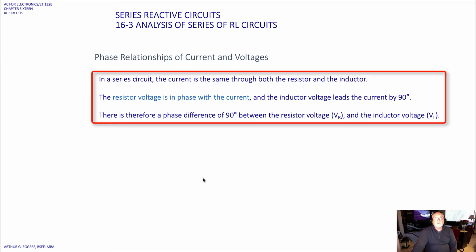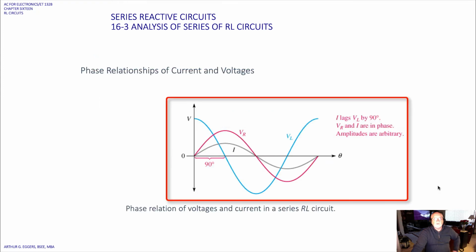Phase relationships of current and voltage in a series circuit: the current is the same through both the resistor and the inductor. Why? It's in series. The resistor voltage is in phase with the current. The inductor voltage leads the current by 90 degrees. So there is therefore a phase difference of 90 degrees between the resistor voltage and the inductor voltage.